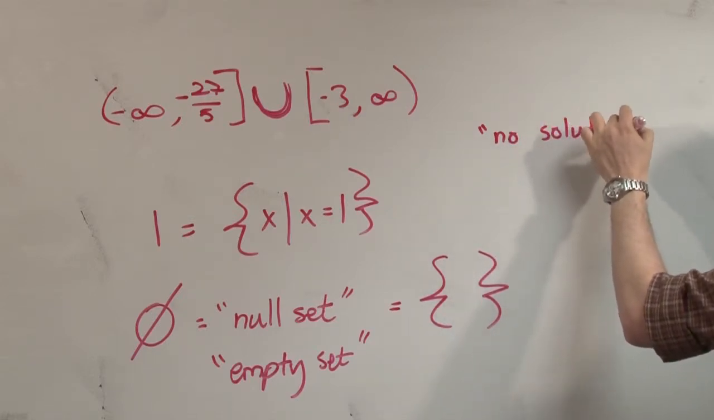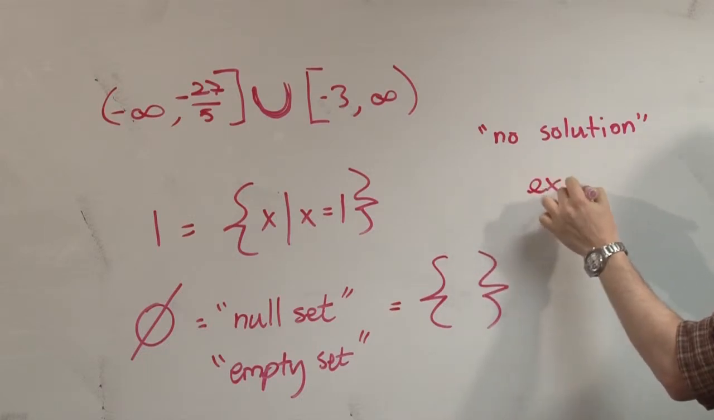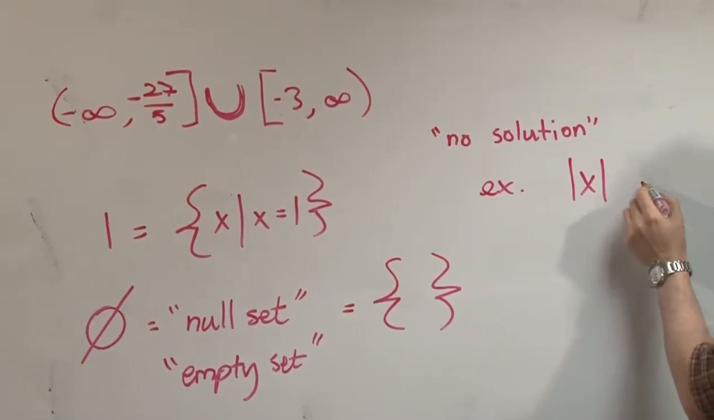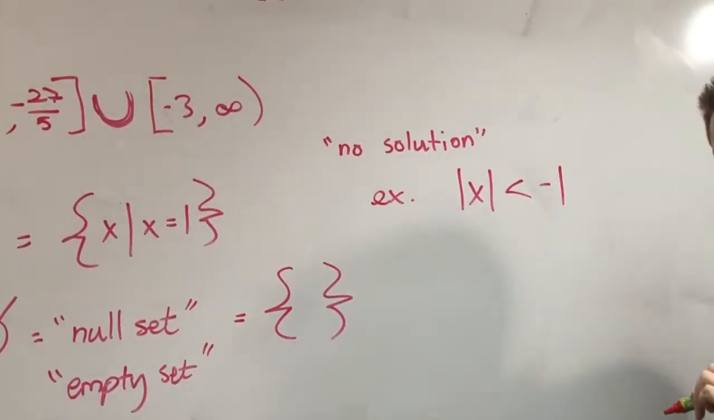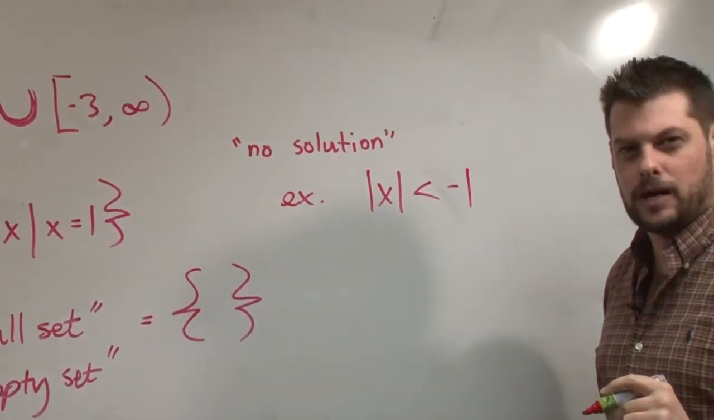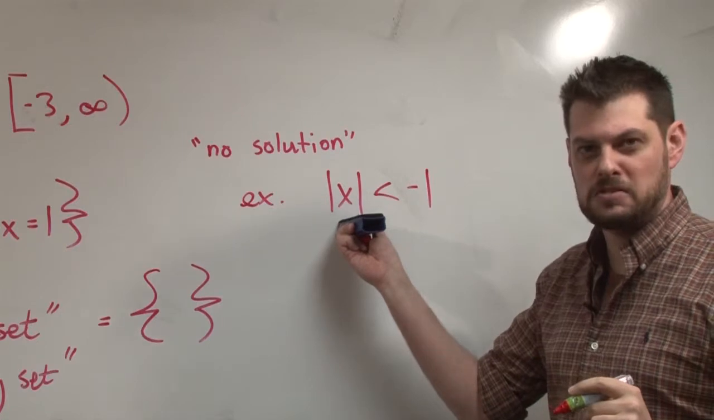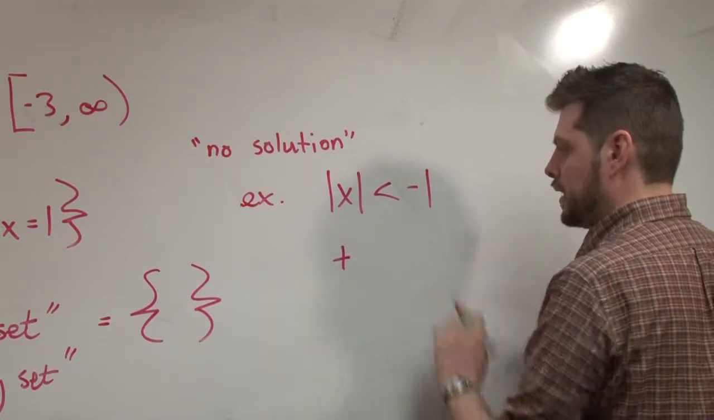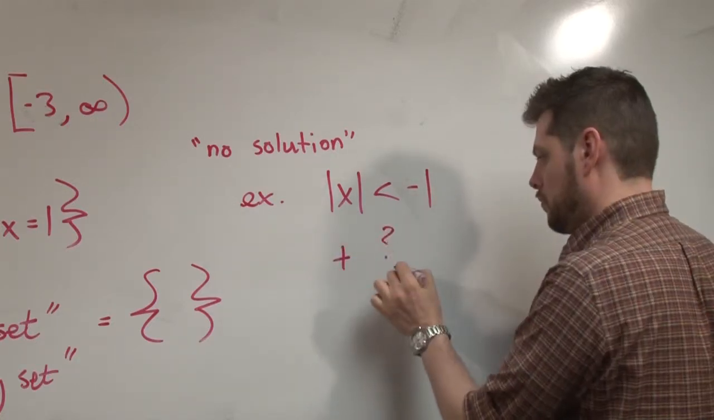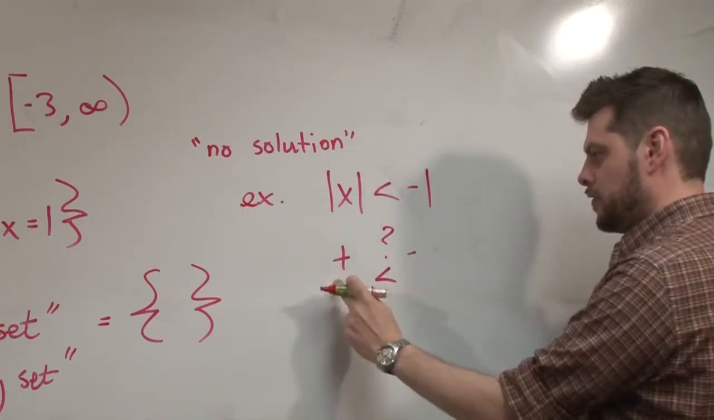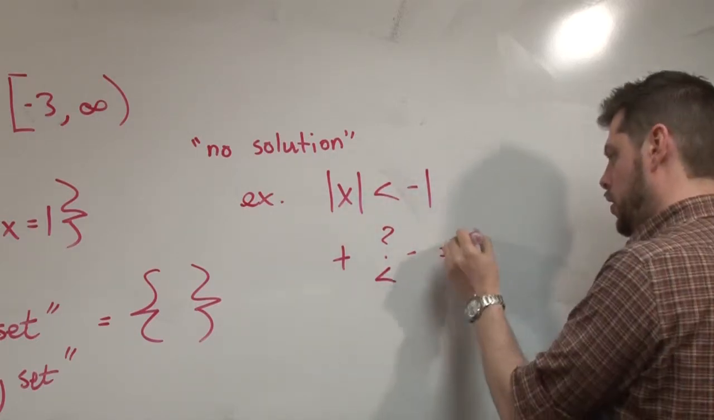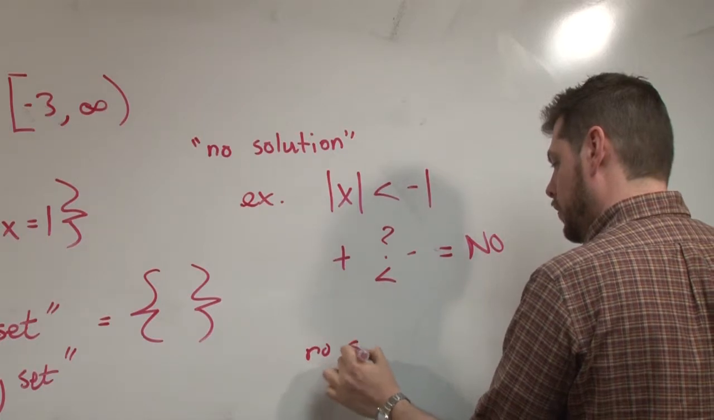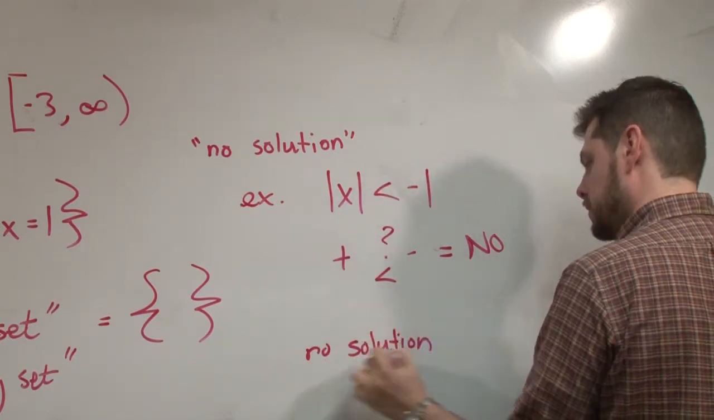For example, if I were to ask you what value of x, when we take the absolute value of it, is going to be less than -1. What do we know about the absolute value function? Does the absolute value function ever spit out negative numbers? No, it doesn't. So can a positive number ever be less than a negative number? No, it can't. So we write no solution, and we put it in a box.